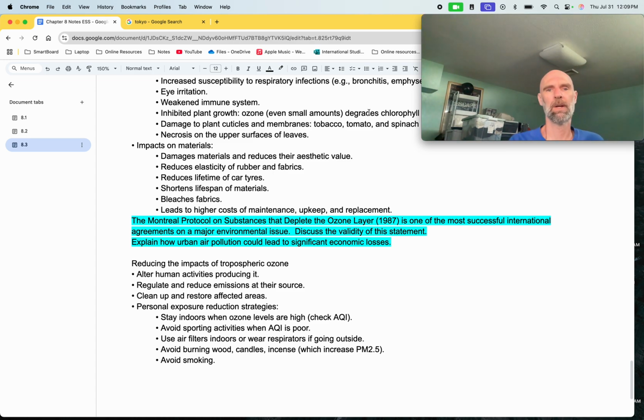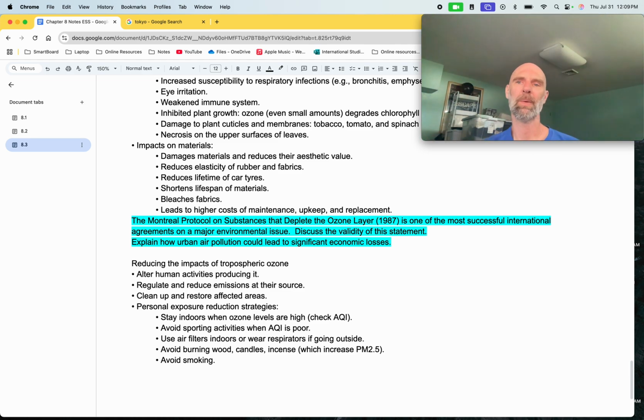materials. So, all right, let's talk shop a little bit on the Montreal Protocol and substances that deplete the ozone layer. 1987 is one of the most successful international agreements on a major environmental issue. Discuss the validity of this statement. Now remember, if it's asking you to discuss the validity, this probably is not a 1 mark or 2 mark question.